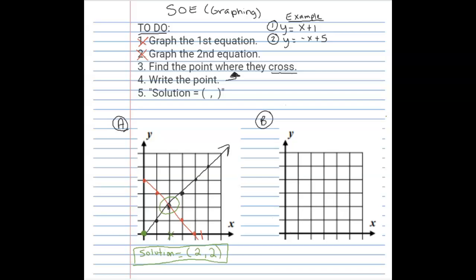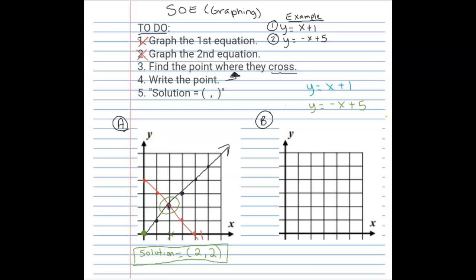Part B is a little bit more difficult because we are given an equation. Now, here, we're actually not really given an equation. We need an equation here. Well, we need two. So let's do the one from the example. So we have y equals x plus 1. And then different color here. y equals negative x plus 5.